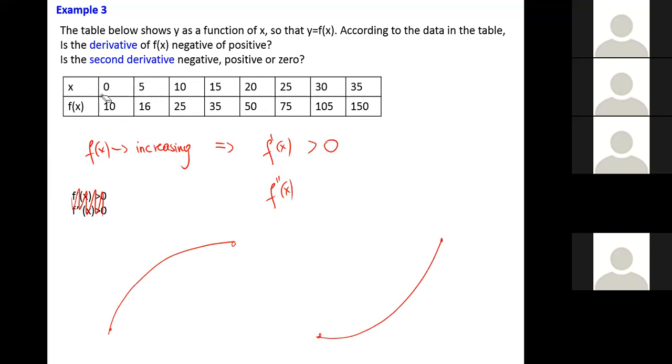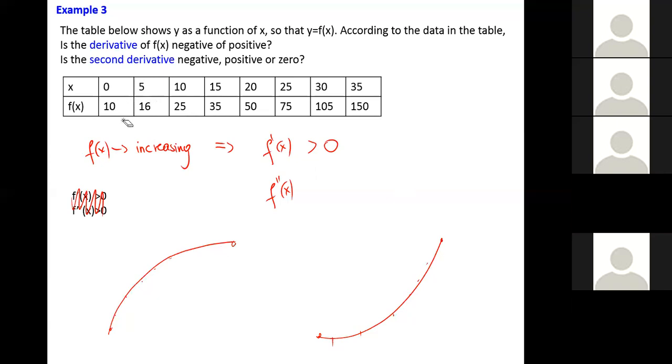Yes, do you remember? If the differences between the values are getting bigger and bigger, then the slope is getting bigger and bigger, and the function is concave up, because we can see the values are getting higher, faster. This one is getting higher, but slower. The slope is definitely decreasing. The slope is definitely increasing. Okay, and the difference between 10 and 16 is 6. Between 16 and 25, it's 9.